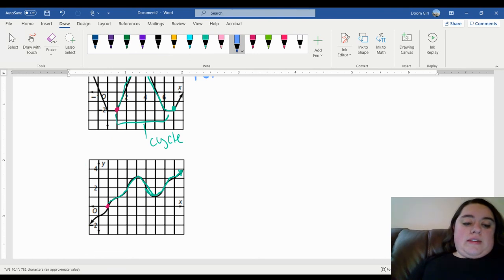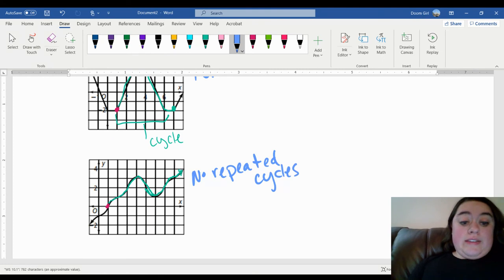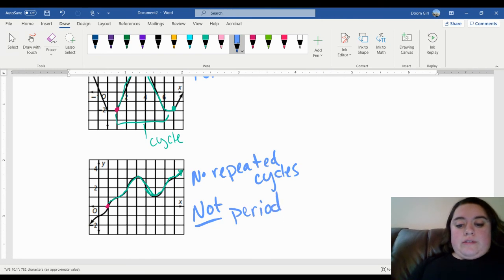There is no repeat in the cycles. It doesn't even have a cycle, so this is not periodic.